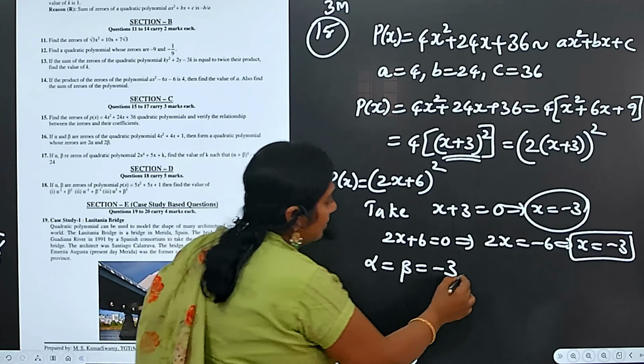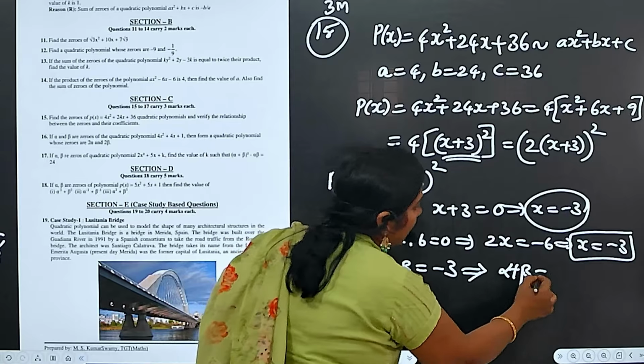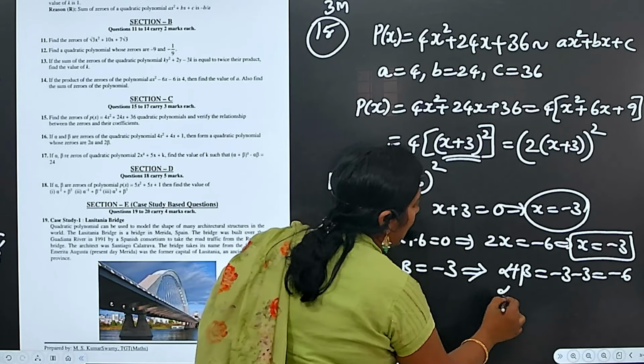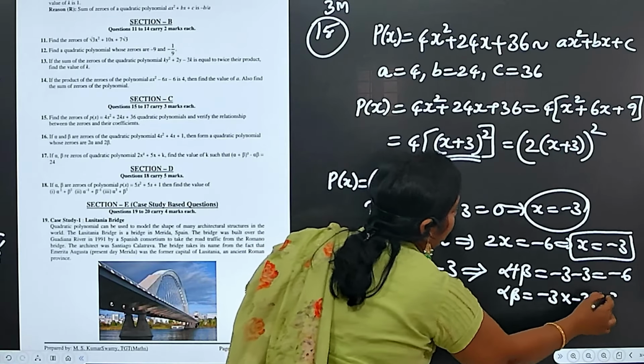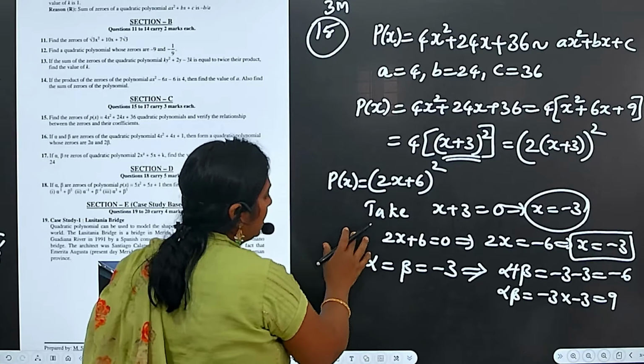Verify the polynomial, quadratic polynomial. Alpha plus beta equal to -3 -3 equal to -6. Alpha beta equal to -3 into -3, that is 9. Verify with the relation. What is that?